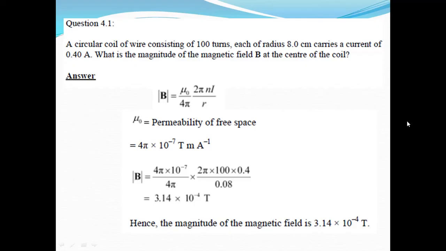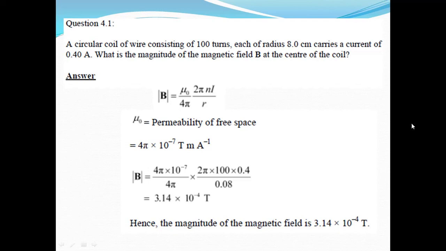The first question: a circular coil of wire consisting of 100 turns, each of radius 8.0 centimeter, carries a current of 0.40 ampere. What is the magnitude of the magnetic field B at the center of the coil? Now here we have a circular coil of wire and this coil consists of 100 turns. So N will be 100, each of radius 8.0 centimeter.